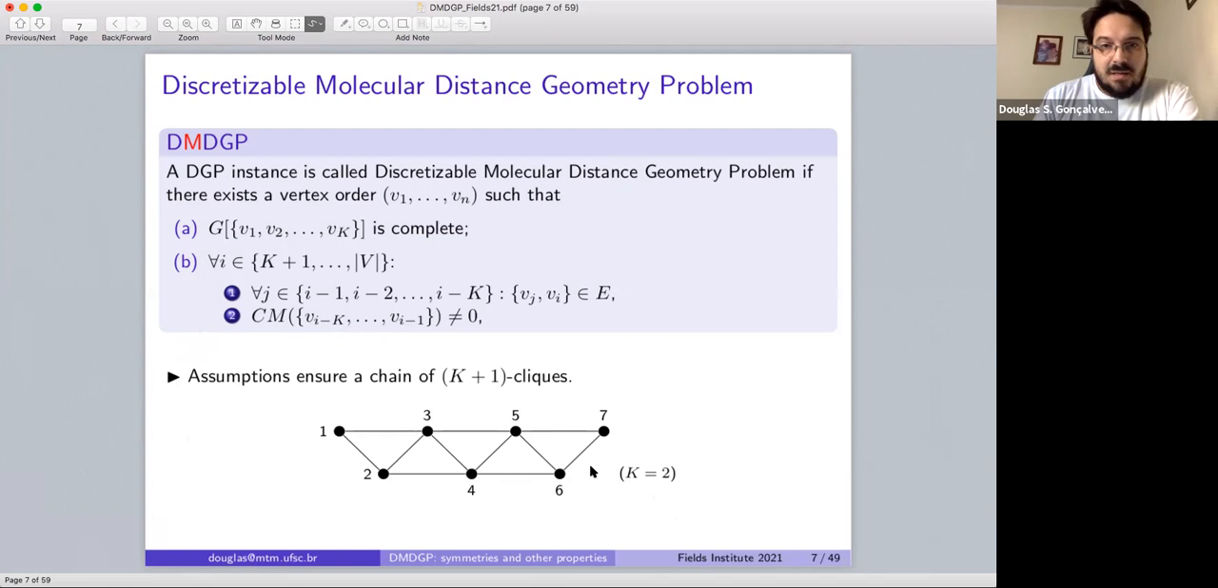Of course, one may ask, but how hard is it to determine if such a vertex order exists? This topic will be discussed in the next talk by Mervin. So I will leave with her the discussion about how to compute the vertex orders. From now on, we will discuss this class of problems, the DMDGPs.